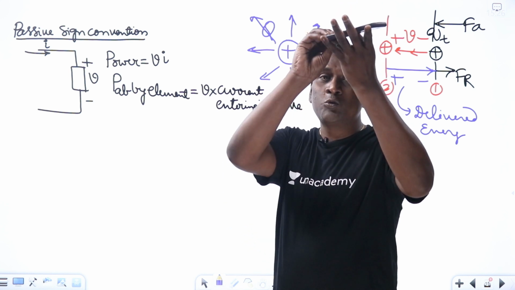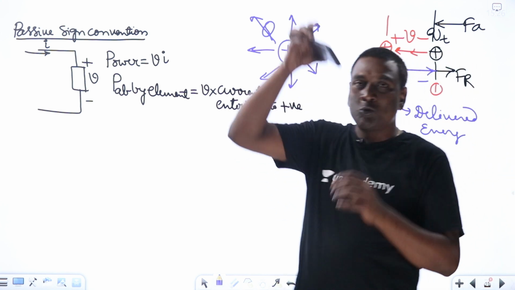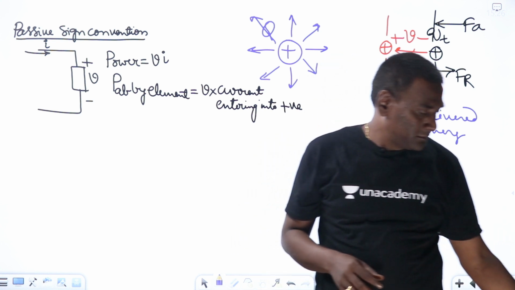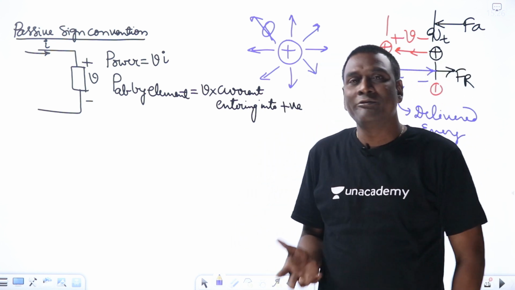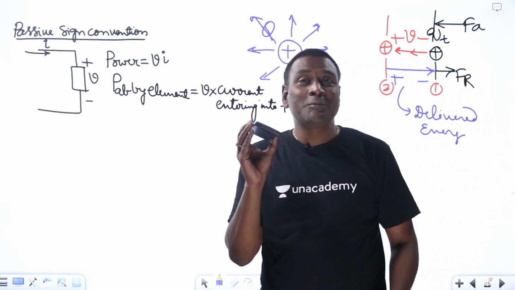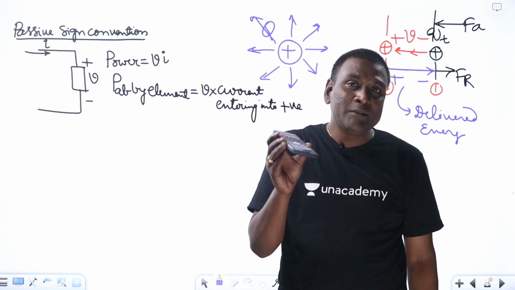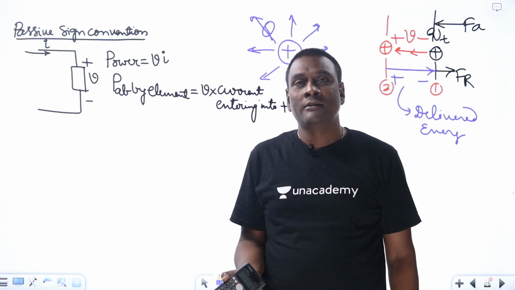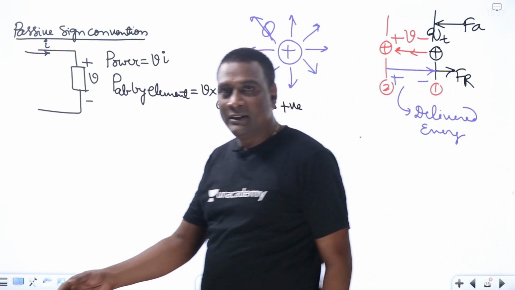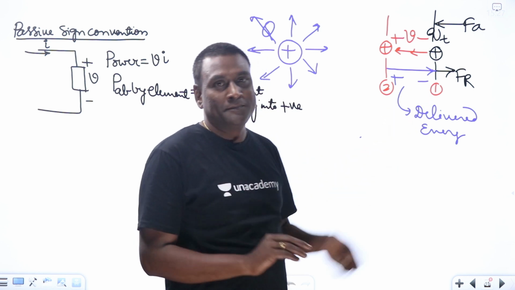For example, I have thrown this on top of your head. If I have thrown this on top of your head, it will break. Right? Your head will break. Why is it broken? Because the energy delivered by this rock is being absorbed by your head. That's why it's broken. Getting my point? So, see here, these charge carriers are a kind of stone.